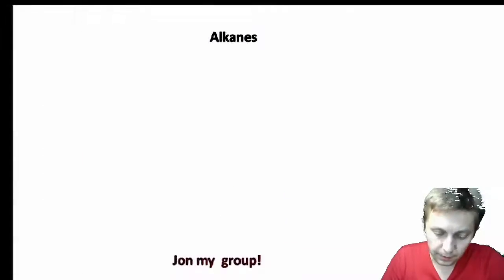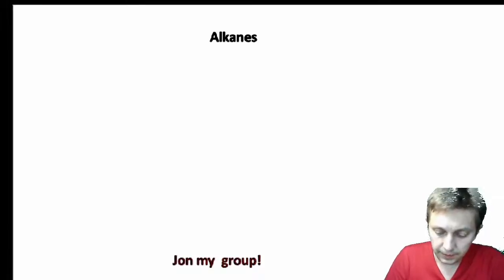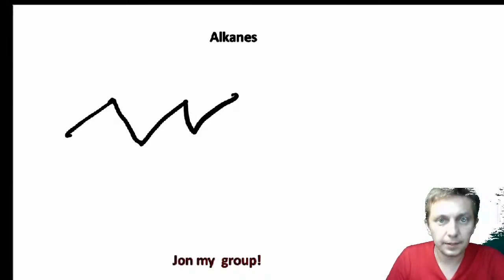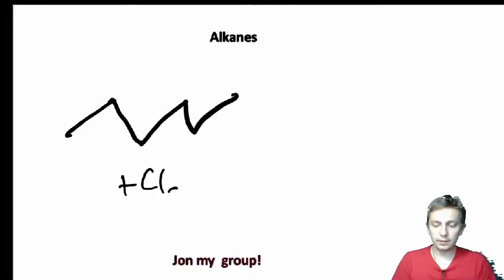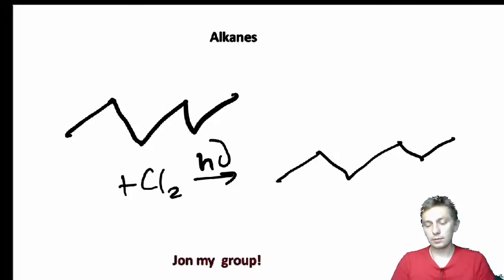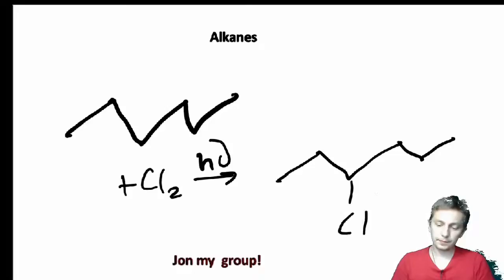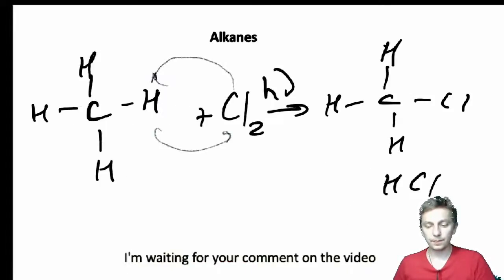Another example, for example, we're dealing with hexane. It's a shorter formula, and this hexane can react with chlorine in the presence of ultraviolet, and one of the products will be 2,3-chlorohexane. It's one of the products. So if we deal with alkanes, it's a reaction of substitution.